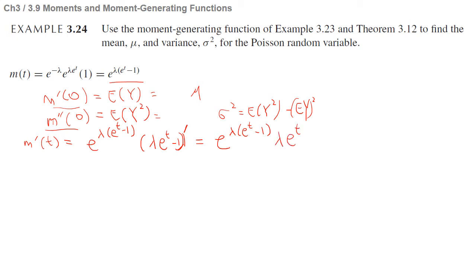Okay, and if we put 0 here, if t is 0, then m prime of 0: e to 0 is 1, so 1 minus 1 is 0, e to 0 is 1, so this one is lambda. Okay, what would be the second derivative of the moment generating function?